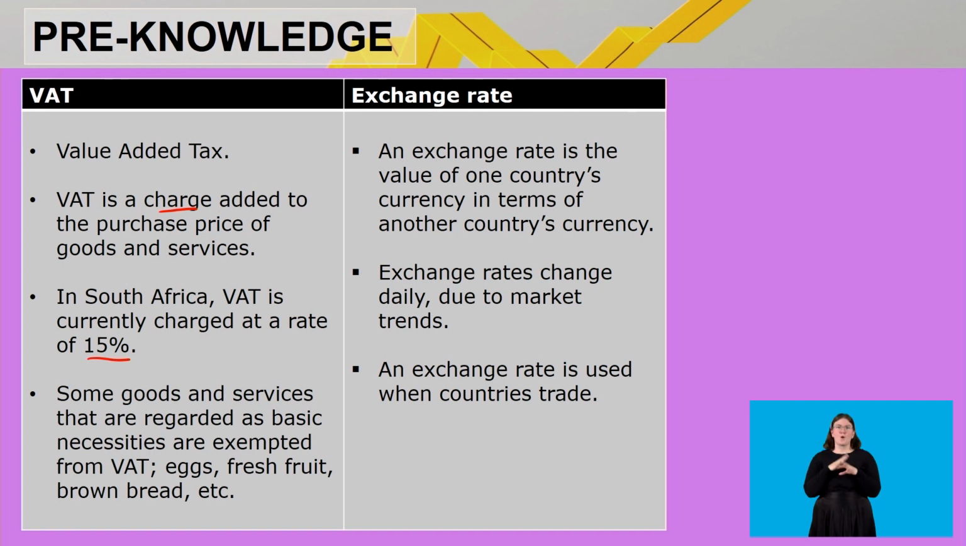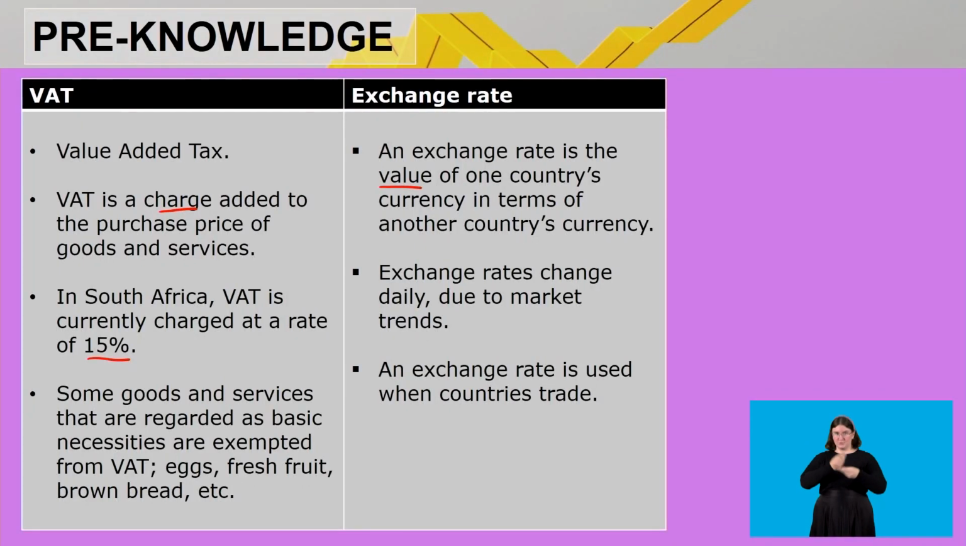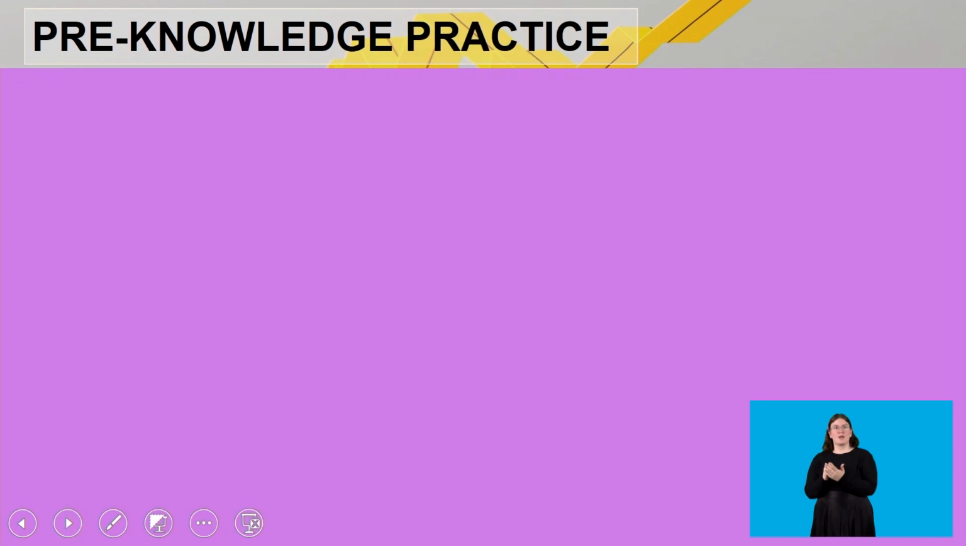On the other hand, we'll look at exchange rate, and I've indicated here that an exchange rate is the value of one country's currency in terms of another country's currency. Also important to note is that exchange rate changes daily due to what is happening in the markets across the world. That we call the market trends. Then an exchange rate is used when countries trade.